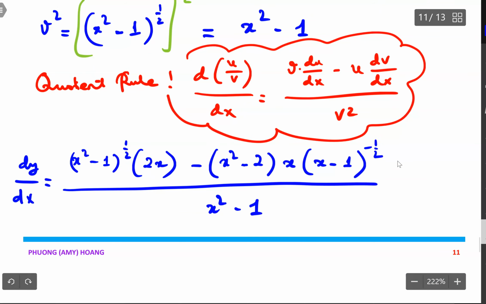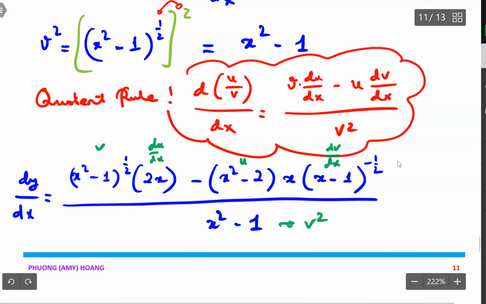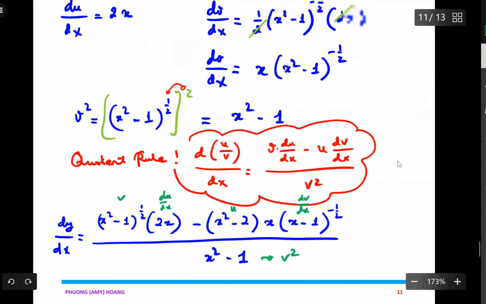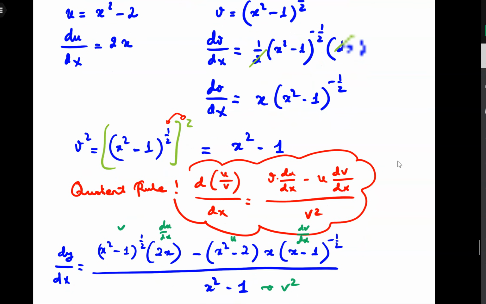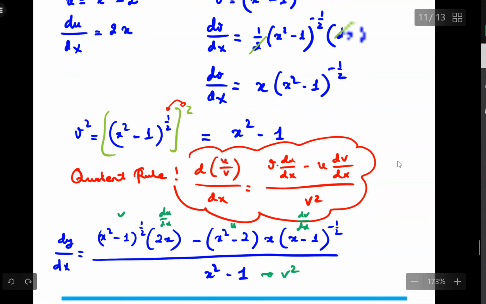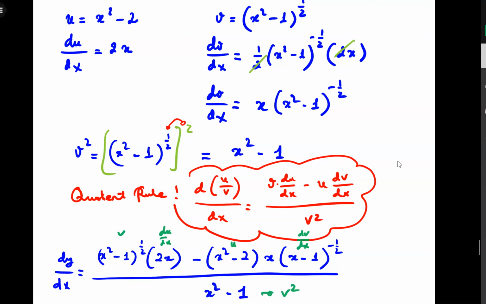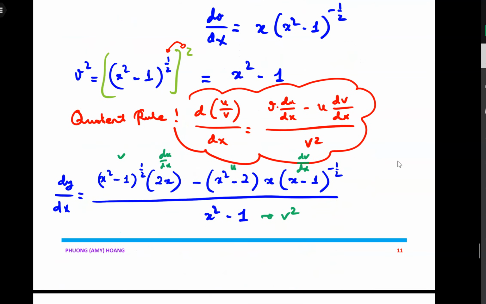Okay, so let's double check. This is our v. This is du over dx. This is u. And this is dv over dx. And this is my v squared. Okay, so we'll take a moment to make sure that we've done this correctly. So v, and then du over dx, and then u, and then dv over dx, and then v squared.